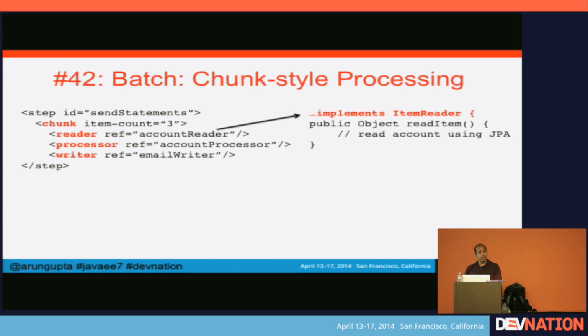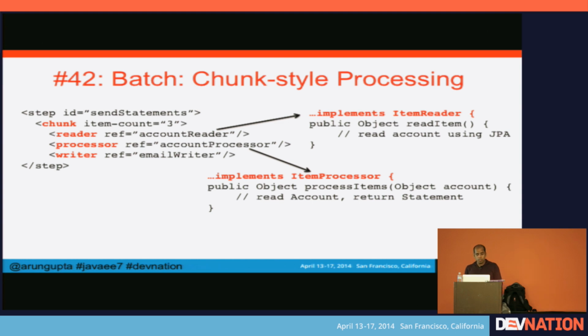So this is my simple reader. I'm saying implements ItemReader. I'm reading an item. So maybe you're reading your item using JPA. It doesn't matter what the input stream is. Could be a JMS stream, could be a REST endpoint, could be a file. It doesn't matter really. But there are methods by which you can override and initialize your item reader.